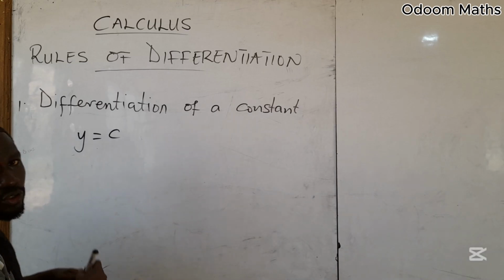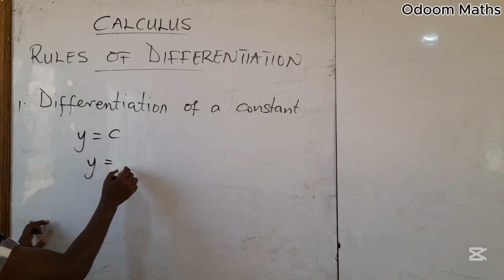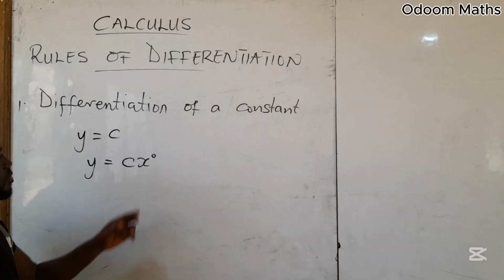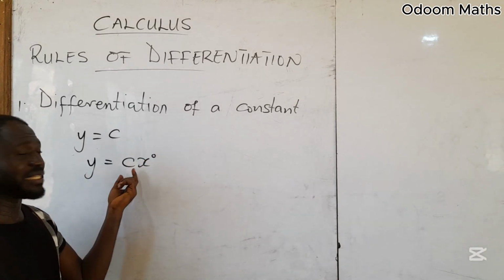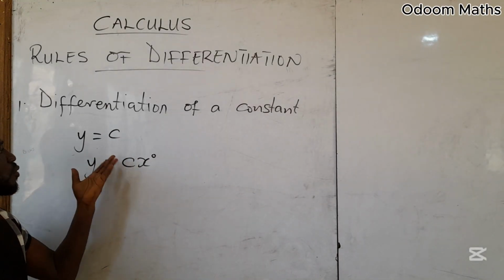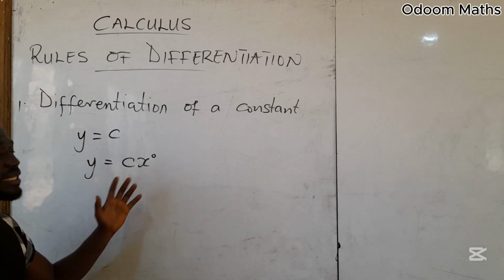y equals c can also be written as y equals c x to the power 0, because any number to the power 0 is 1, and 1 times c is still c. Now let's see what the result is when the constant is differentiated.